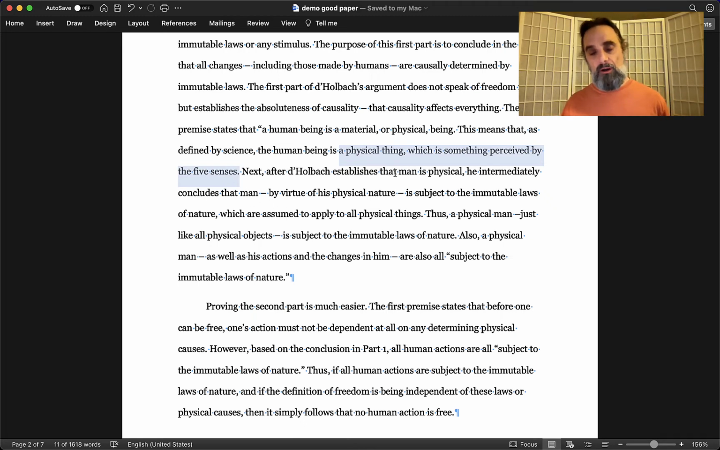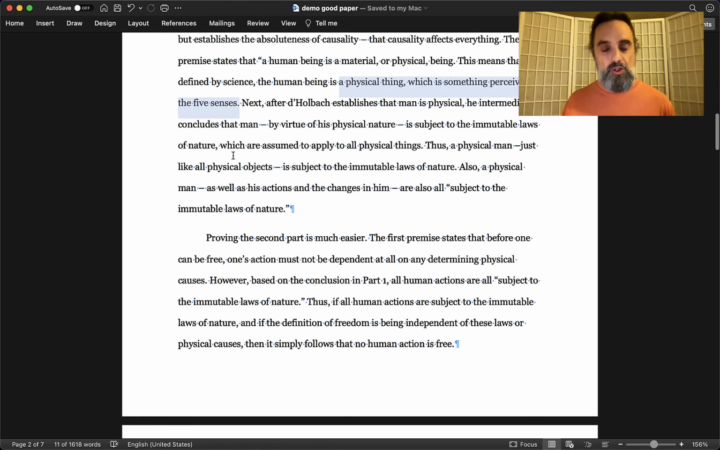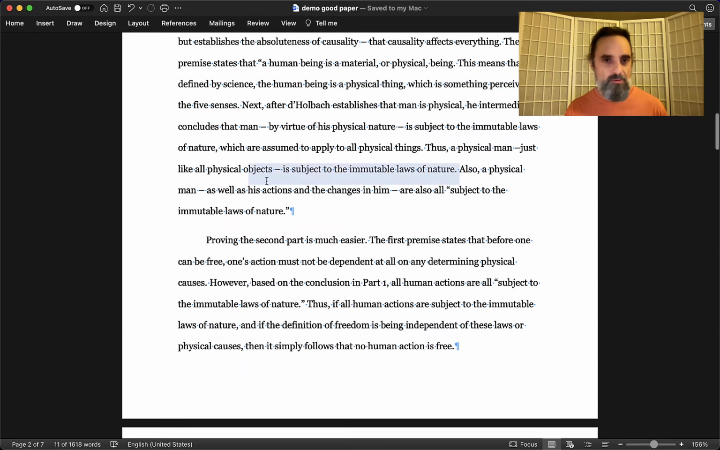Next, after de Holbach establishes that man is physical, he immediately concludes that man, by virtue of his physical nature, is subject to the immutable laws of nature, which are assumed to apply to all physical things. Thus, a physical man, just like all physical objects, is subject to the immutable laws of nature. Also, a physical man, as well as his actions and the changes in him, are also all subject to the immutable laws of nature.